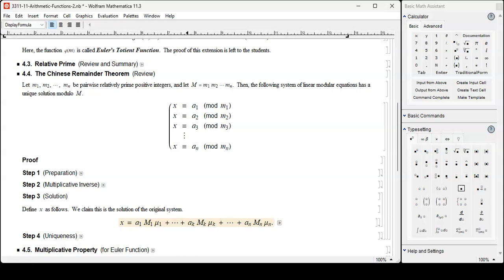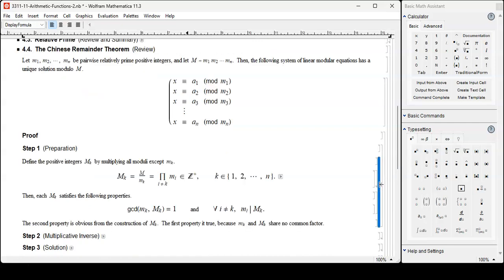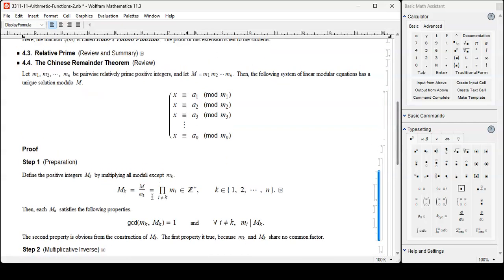Here, A1, A2, A3 are obviously coming directly from the problem itself, so no problem. Now how about these capital M's and Greek mu's? Capital M's are defined like this: multiply all the moduli except for the kth, or multiply them all and divide by mk. Either way, you're going to get a positive integer.